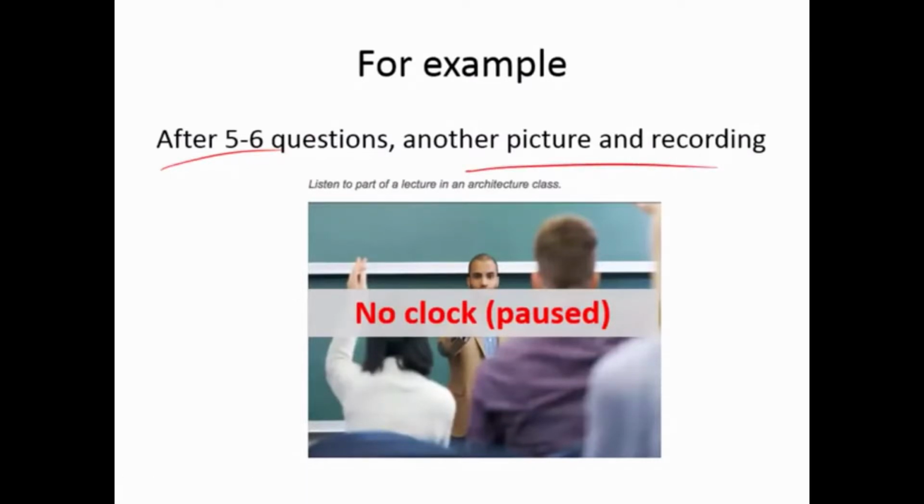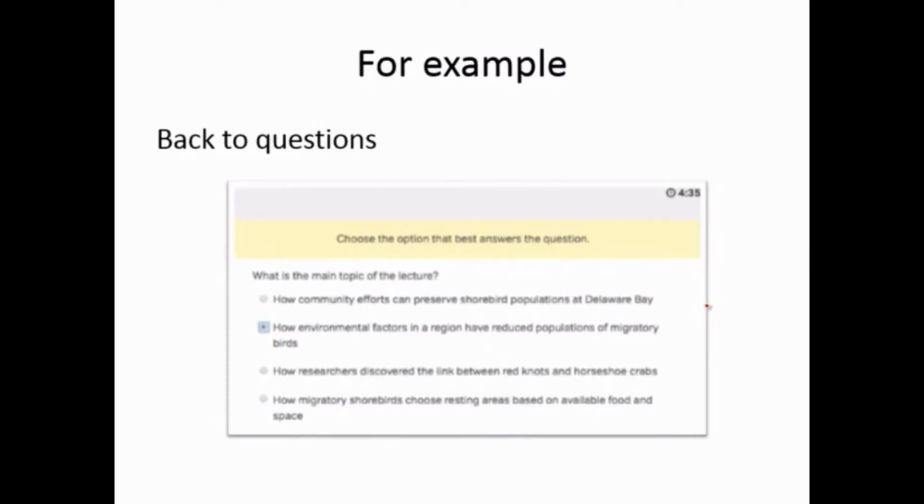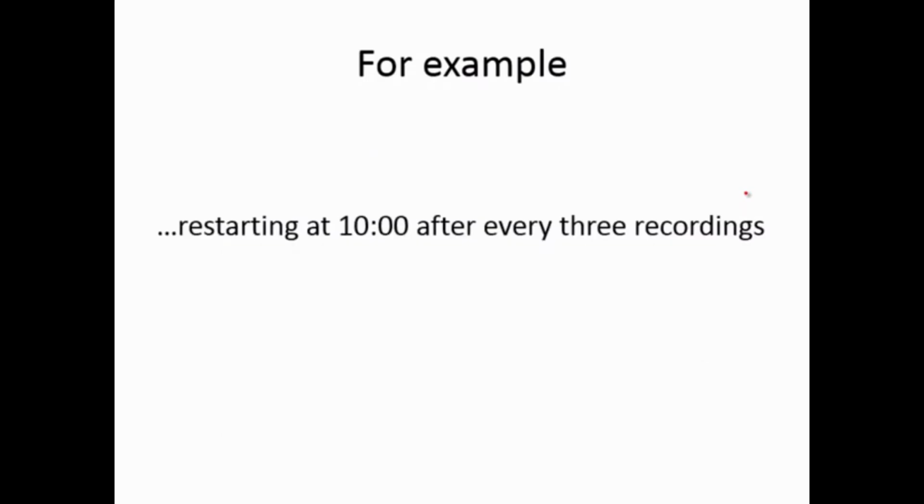So when I get to another recording, there is no clock. It stops. It is paused. But when I finish that, I come back to more questions and the clock comes back. And it's the same clock, because it's counting down from the time remaining out of 10 minutes that I had. And this repeats 3 times, right? You get 3 recordings in each set. But after those 3 recordings are finished, you get the next set of 3 recordings, and the timer restarts to 10 minutes.